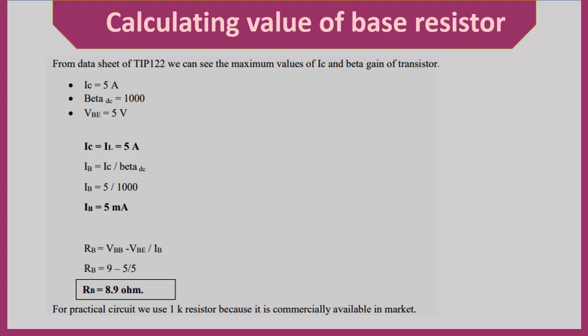For calculating the value of RB, first of all we take the values of IC, beta DC and VCE from the datasheet of TIP122. Then we find IB by using the formula IB equals IC by beta DC. Then by putting the value of IB in the equation VBB minus VBE divided by IB, we get the value of RB as 8.9 ohm. In the practical circuit, we use a 1 kilo ohm resistor because an 8.9 ohm resistor is not commercially available in the market.